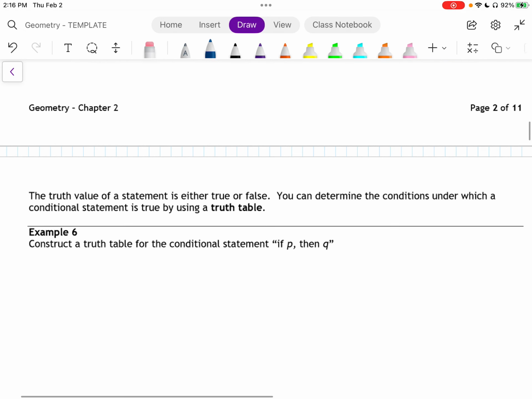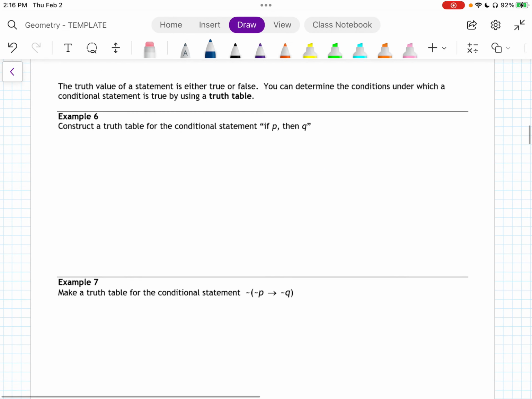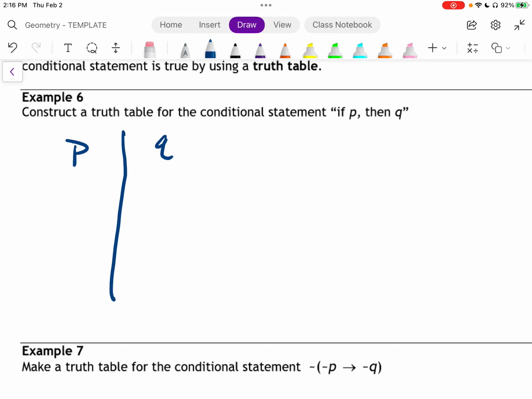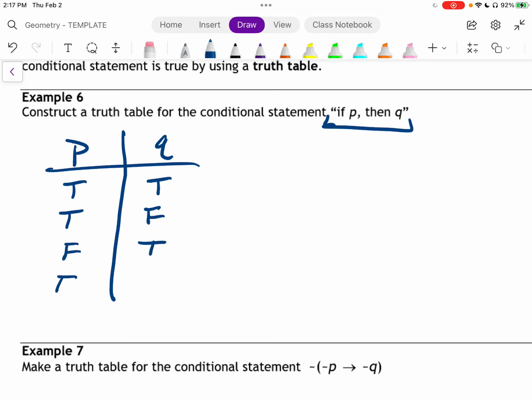Next up. The truth value of a statement is either true or false. We talked about that just a little bit. You can determine the conditions under which a conditional statement is true by using a truth table. So example 6 says construct a truth table for the statement if P then Q. So we're going to have P and Q. Now, this statement there, we could have P being true and then Q being true. We could have P being true and Q being false. And then we could have false and true, and then false and false.